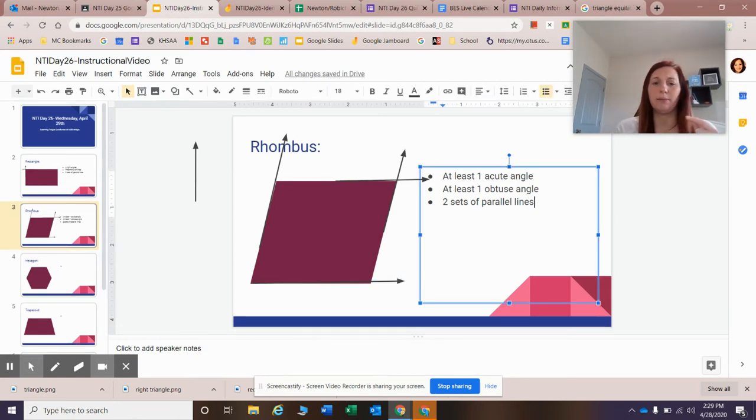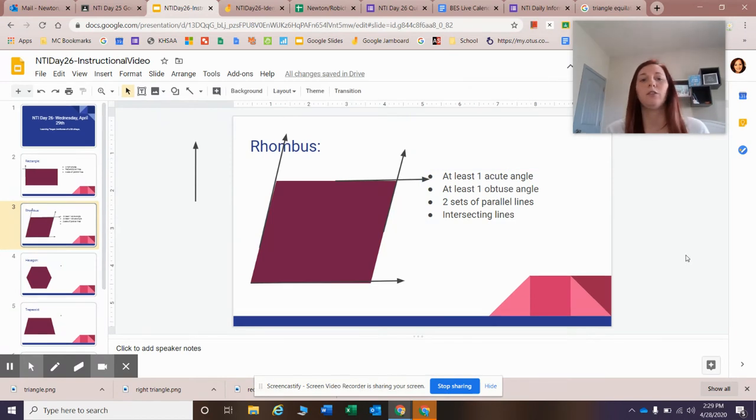So we've looked at parallel lines, and it doesn't have perpendicular lines. It does have intersecting lines. Right here, we know that because it makes an acute or an obtuse angle. So we can go ahead and say intersecting lines. There are all of our attributes of a rhombus.